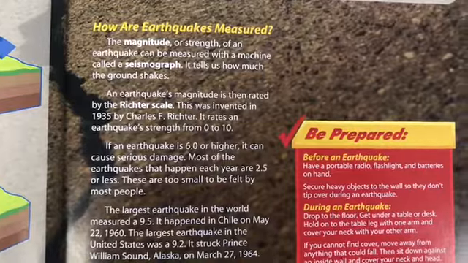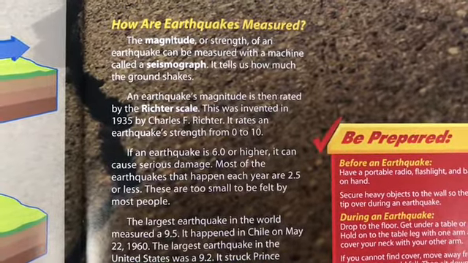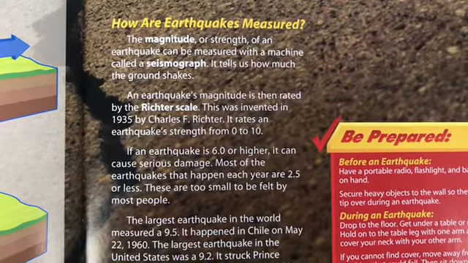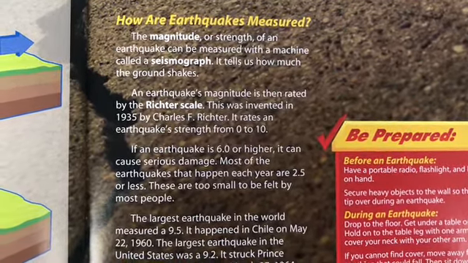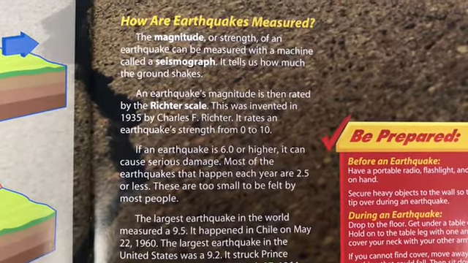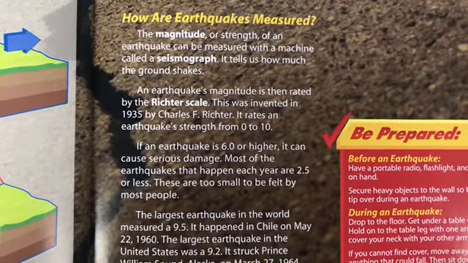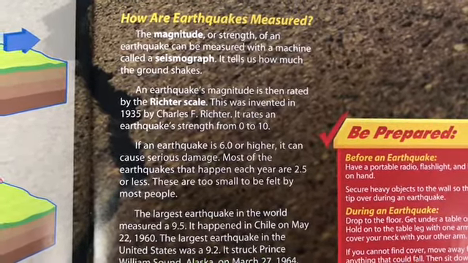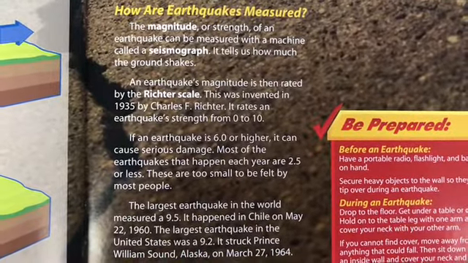How are earthquakes measured? The magnitude or strength of an earthquake can be measured with a machine called a seismograph. It tells us how much the ground shakes. An earthquake's magnitude is then rated by the Richter scale. This was invented in 1935 by Charles F. Richter. It rates an earthquake's strength from 0 to 10. If an earthquake is 6 or higher, it can cause serious damage.